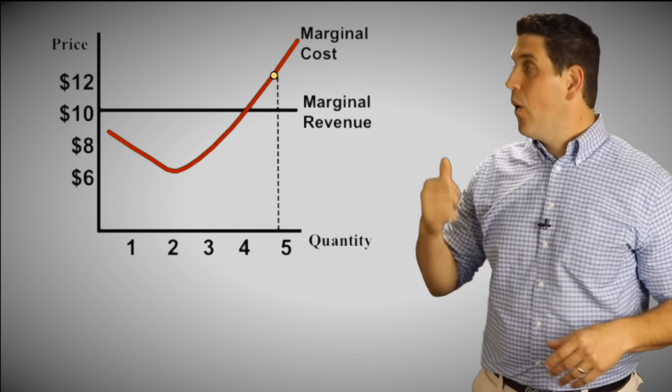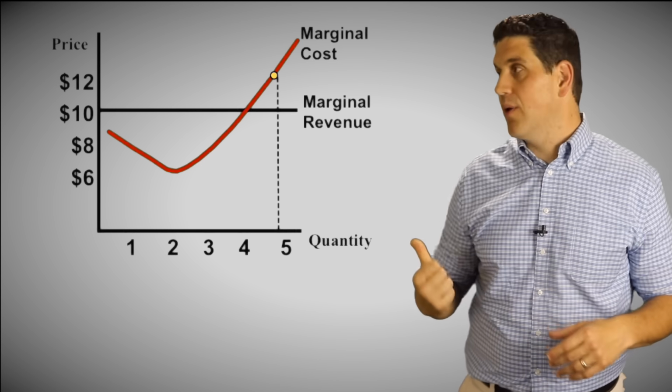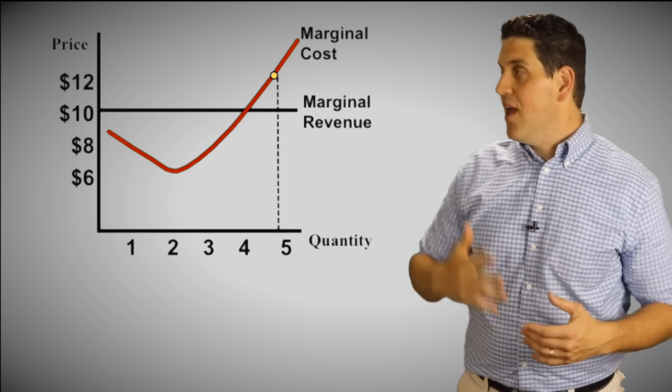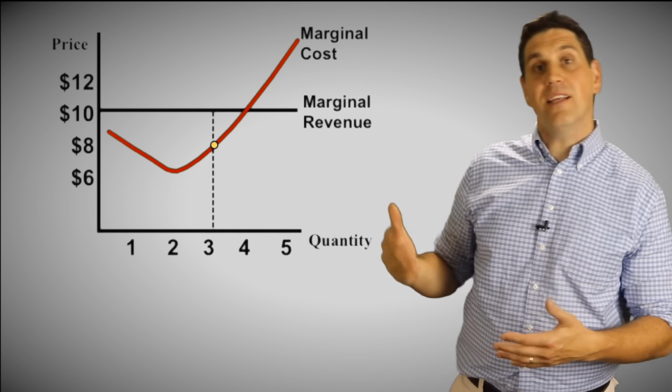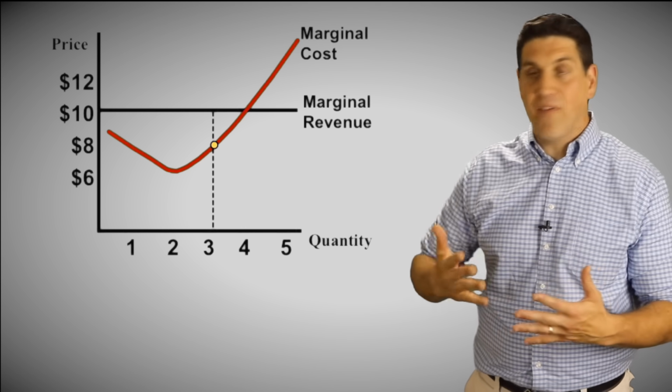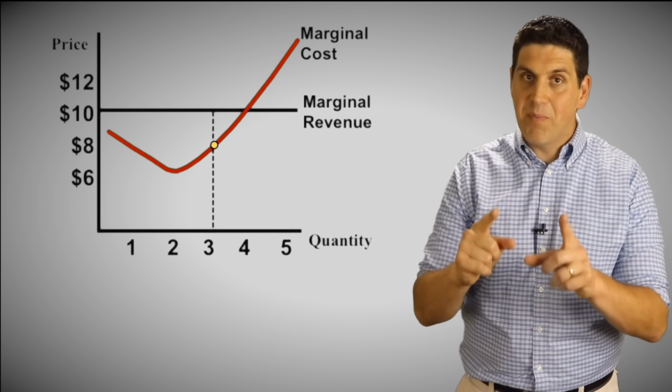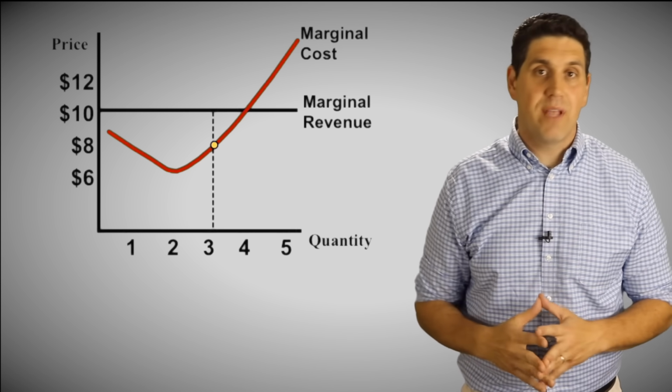Because if you produce where the marginal cost is greater than the marginal revenue, then you're not maximizing profit. If you produce where the marginal cost is less than marginal revenue, again, you're not maximizing profit. You can still earn more profit. So produce at the same spot everywhere, every time. MR equals MC, don't forget it.